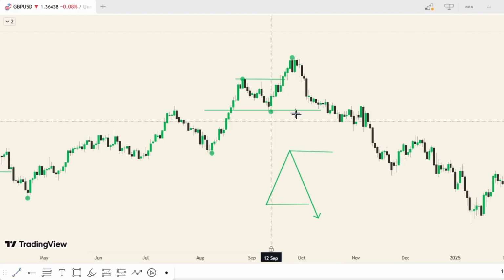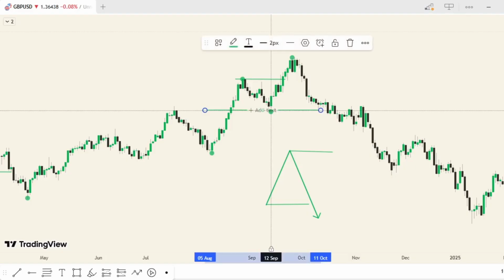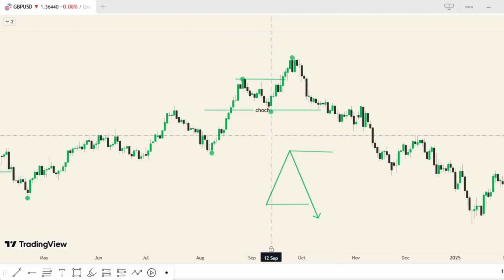So the structure we had here is a change in the state of delivery, or you can say a change of character, right? So let me illustrate that. This is a change of character. We'll have it right there.